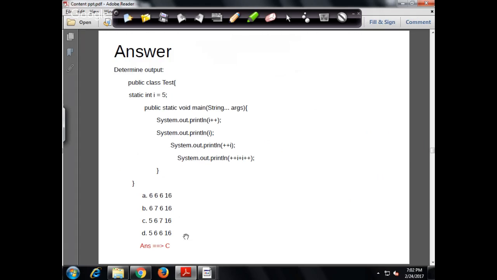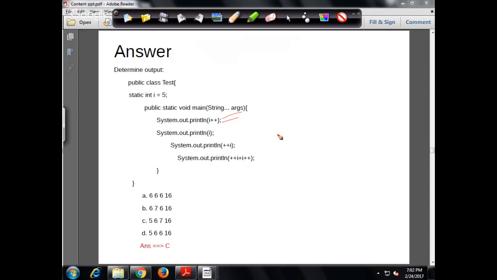Now let me just show you how the answer is C. So let's see. So the initial value of I is equal to 5. Okay. Now the first statement says print I plus plus. Now what we see is I plus plus is going to evaluate the variable first and then increment it. So over here, it will print 5 because that is how the print will evaluate I.